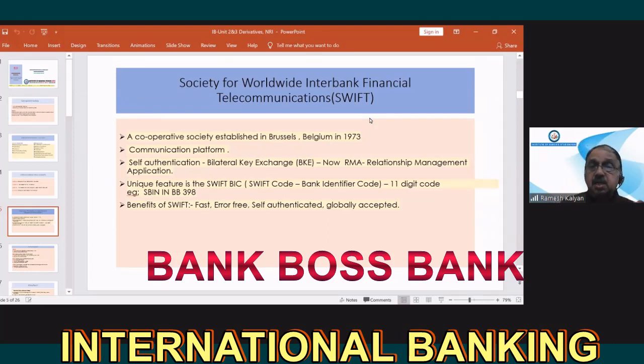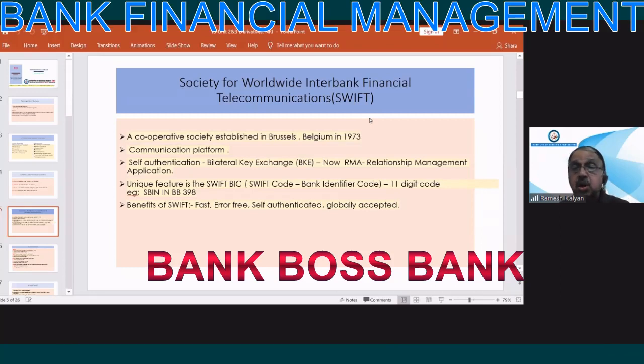The answer is that a one-to-one arrangement will already be established. That is known as BKE, bilateral key exchange. That name is gone. The new name is RMA, relationship management application. Only two banks, one bank in America and one bank in India, establish and exchange RMA. Then only will we be able to send the message across. No other bank will have access to that code. That is why this is self-authenticated.